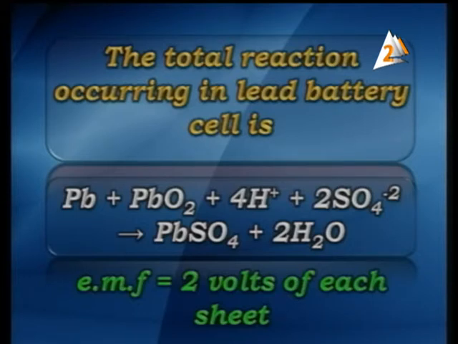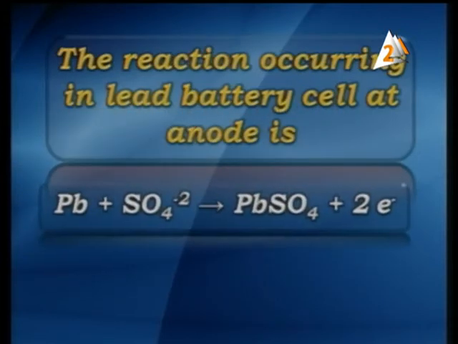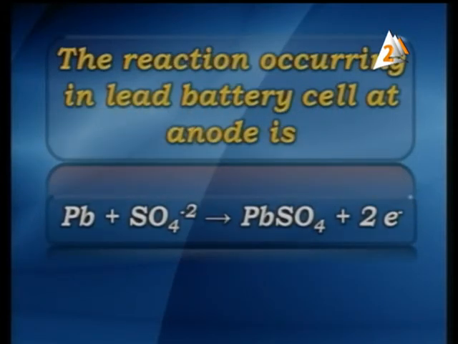This is not all. Look at this. Here we have the reaction occurring in the lead acid battery at the anode. It's the half equation or half reaction of the following reaction of the acid battery. So what is the reaction here? The reaction begins with lead and SO4 negative 2. This is at the anode. Take care.